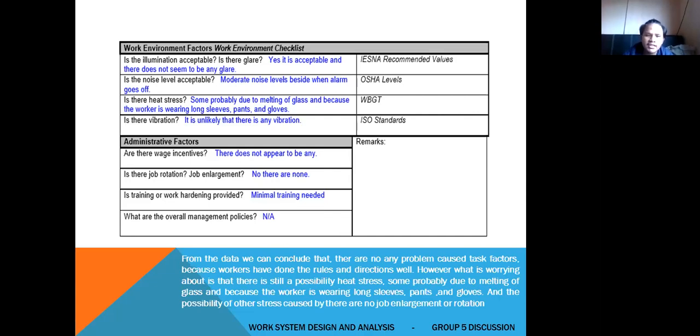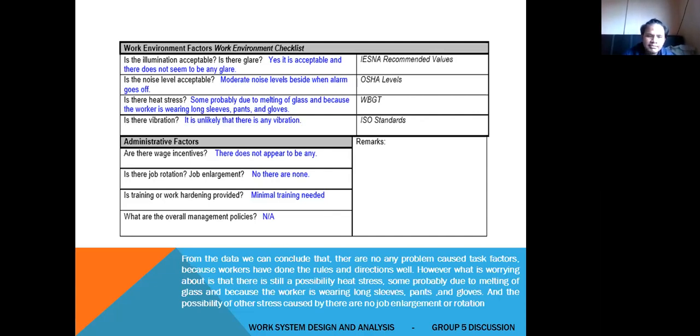Is there heat stress? Some probably do, because of the melting of glass, and because the worker is wearing long sleeves, pants and gloves. Because we work in glass manufacturing, it's about the heat. So the employee will sweat because he works wearing long sleeves, pants and gloves. It makes the employee not comfortable. And the last is vibration. It is unlikely that there is any vibration.